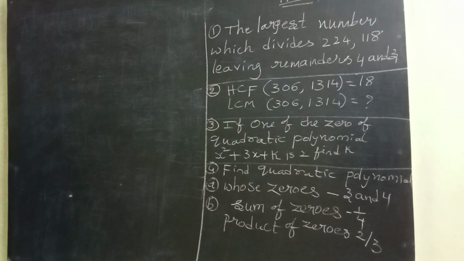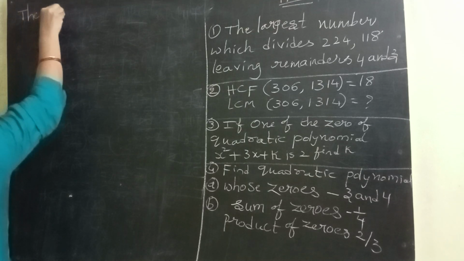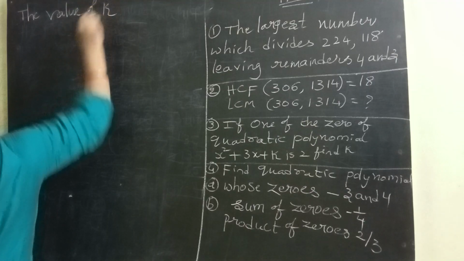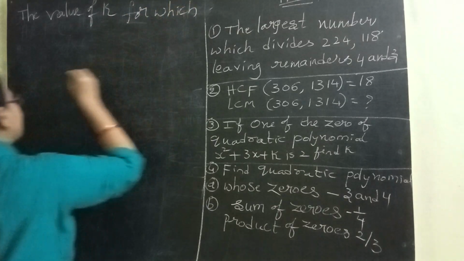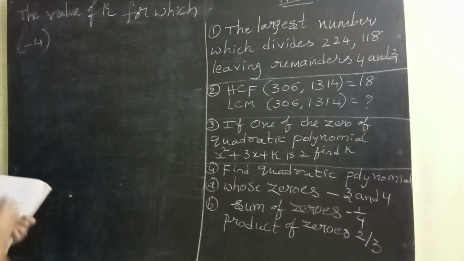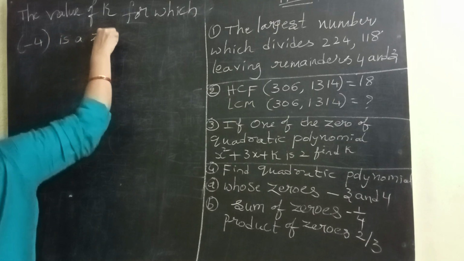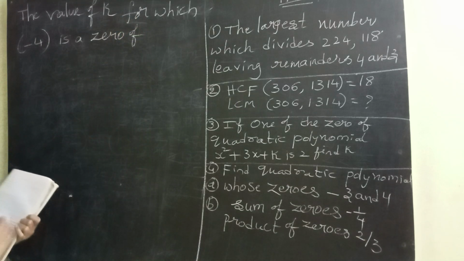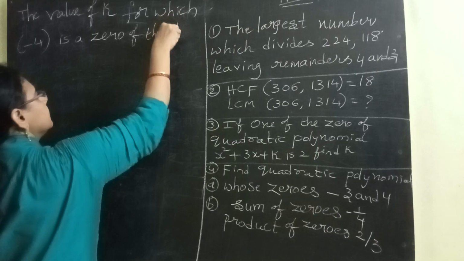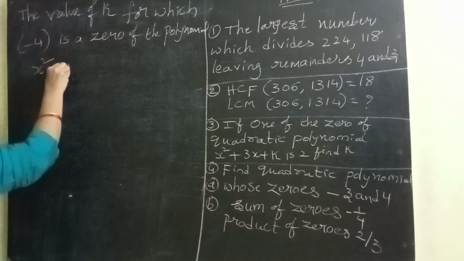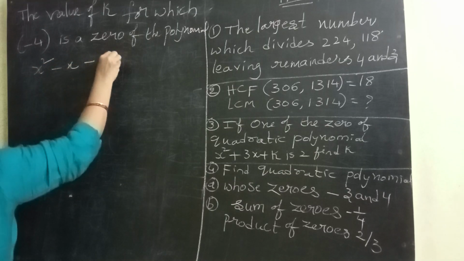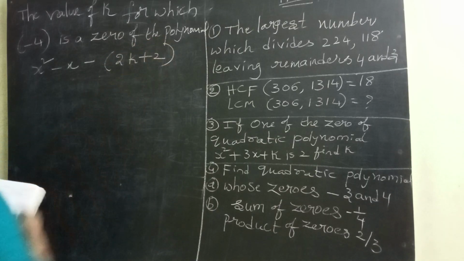Polynomial sums. We will see polynomials. Next one is the value of k. The value of k for which minus 4 is a zero of the polynomial x square minus x minus 2k plus 2.